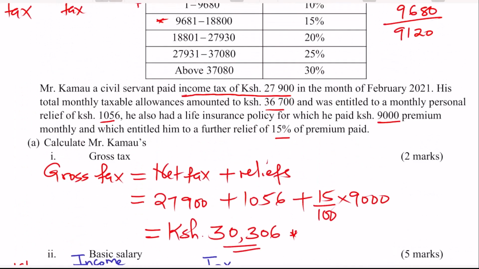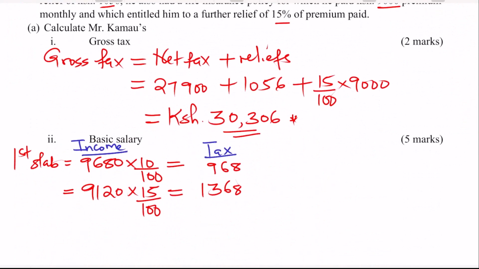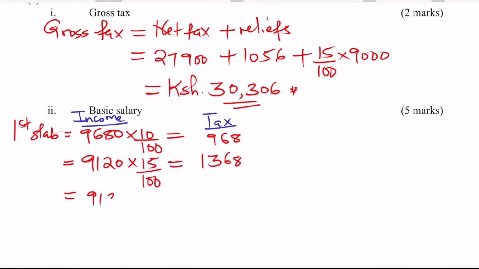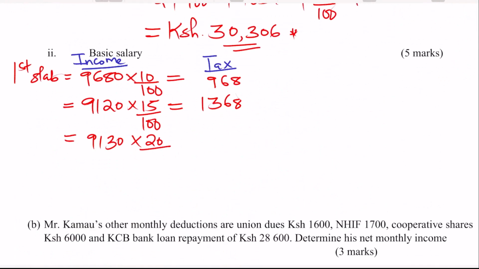We go to the next slab, where the amount is 27,930. Then subtract 18,800, and this will give 9130. So for that slab we have 9130. The tax rate there is 20%. So 20 over 100 of 9130, working it out, you get 1826 as the tax. Still this is so far from 30,306.